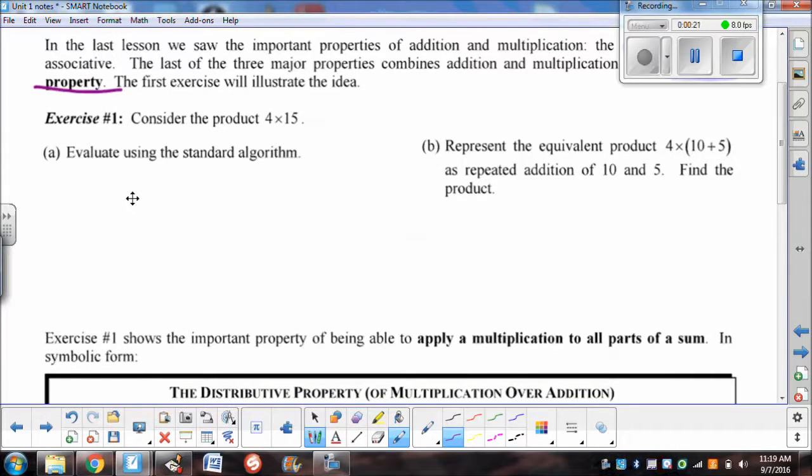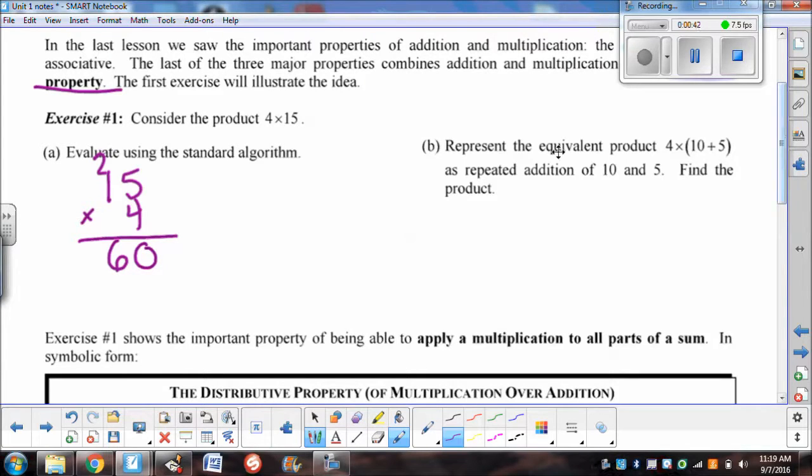So if we were to multiply 4 times 15 using the standard algorithm, what were you taught in elementary school? Okay, so we would say 4 times 5 is 20, and we carry that extra 10. 4 times 1 is 4, plus 2 gives us 60.